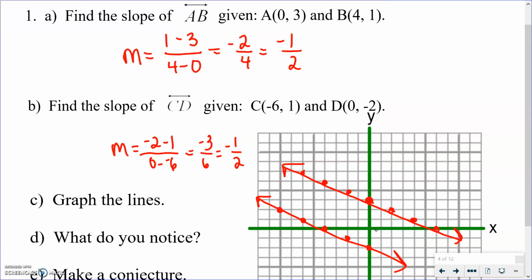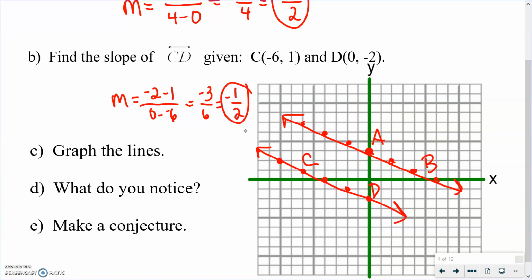So once you graph these, and you have line AB and line CD, and you have found the slope of both of them, which should have been -1/2, you notice, hopefully, that they both have the same slope and that on the graph they look like they are parallel. So the conjecture, and a conjecture is an educated guess based on the information that you have, the conjecture here, hopefully that you're making, is that they are parallel.